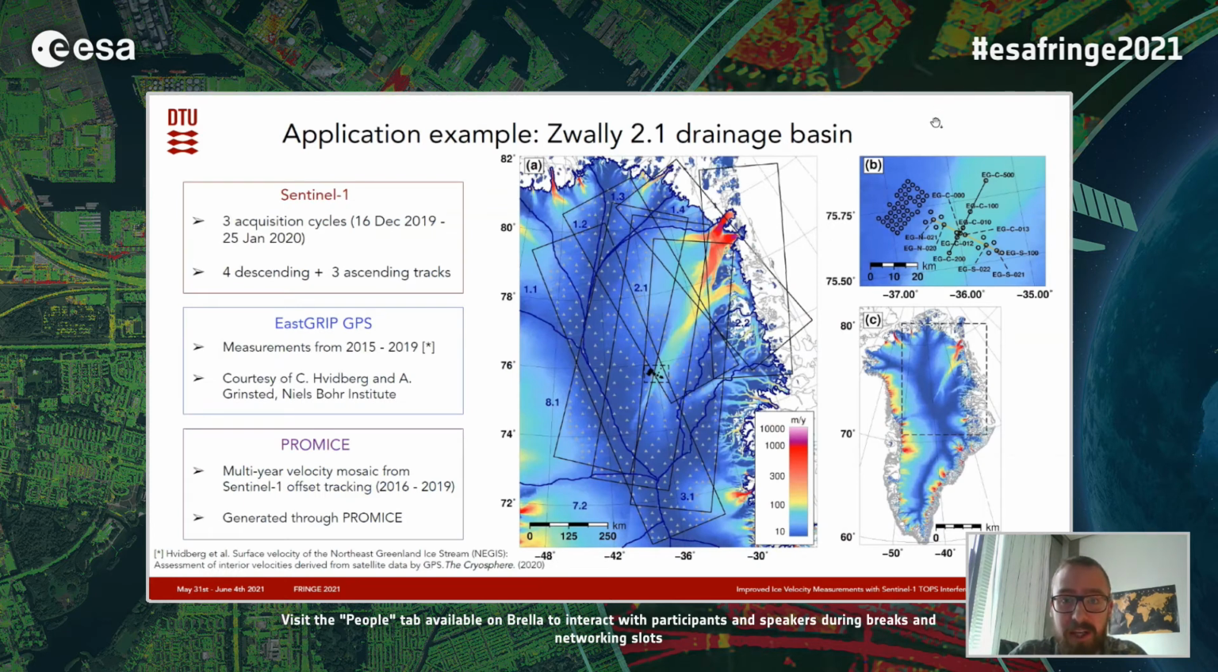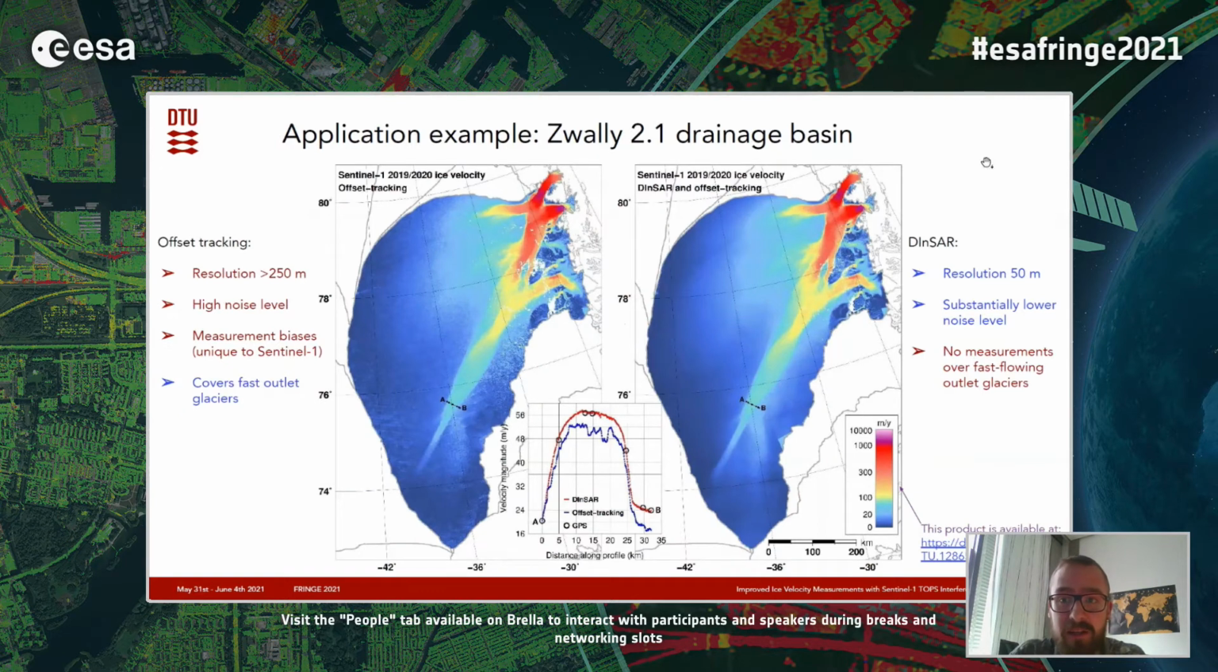Right, so here's an application example over the Swally 2.1 drainage basin, which is the drainage basin here that encapsulates the Northeast Greenland ice stream. And so here we've used 3 acquisition cycles from the previous winter campaign, and that consists of 4 descending and 3 ascending tracks. So in this area, we're also fortunate to have a pretty extensive network of GPS measurements that is seen up here, provided by the eStrip team. And finally, as an external measure, we use this PROMISE multi-year map from 2016 to 2019, generated through PROMISE.